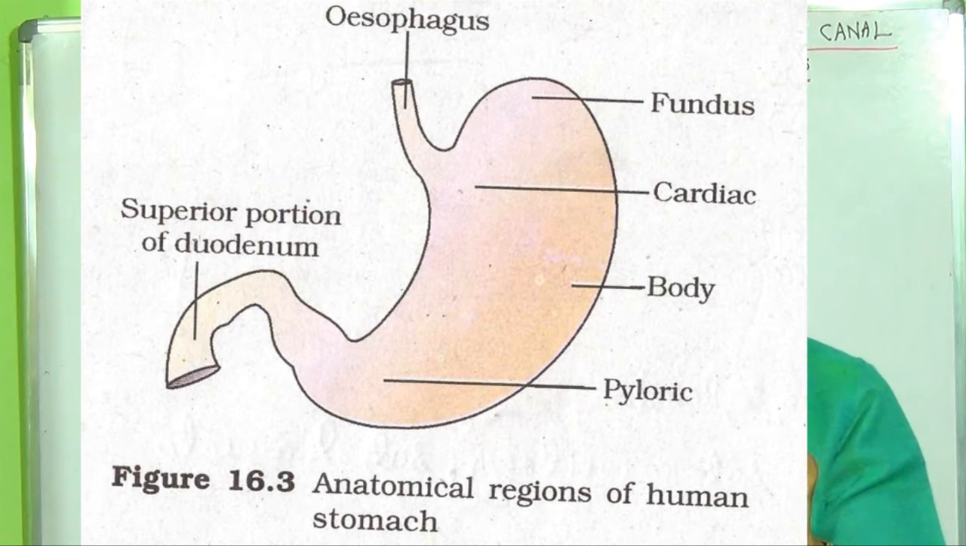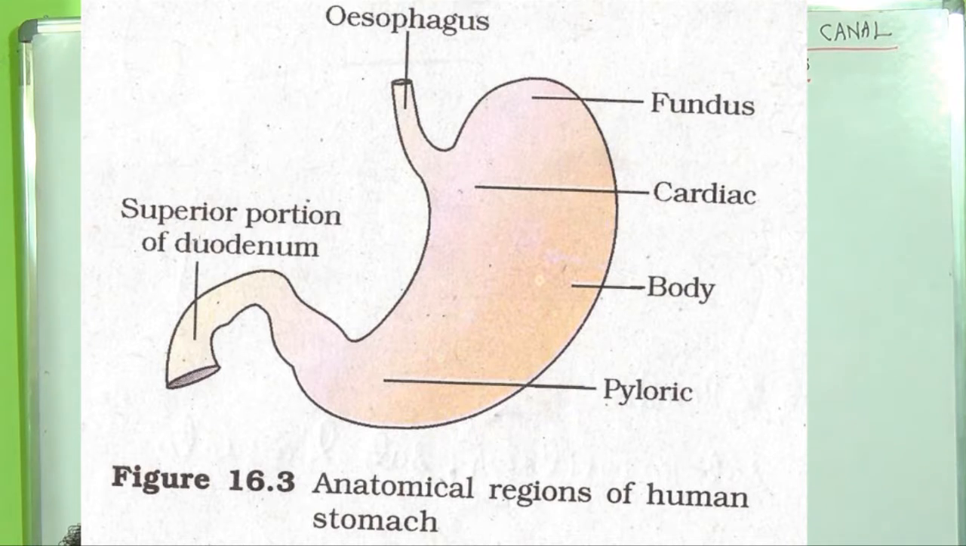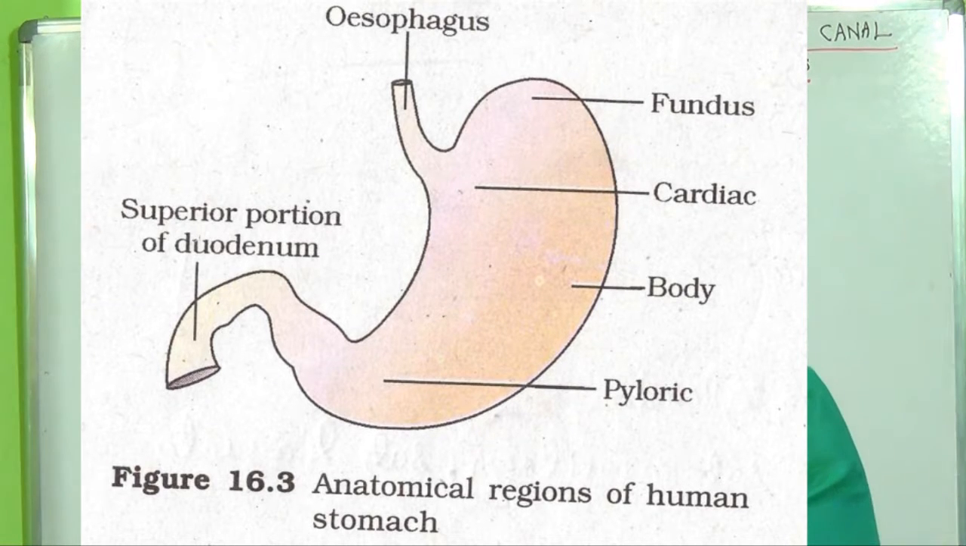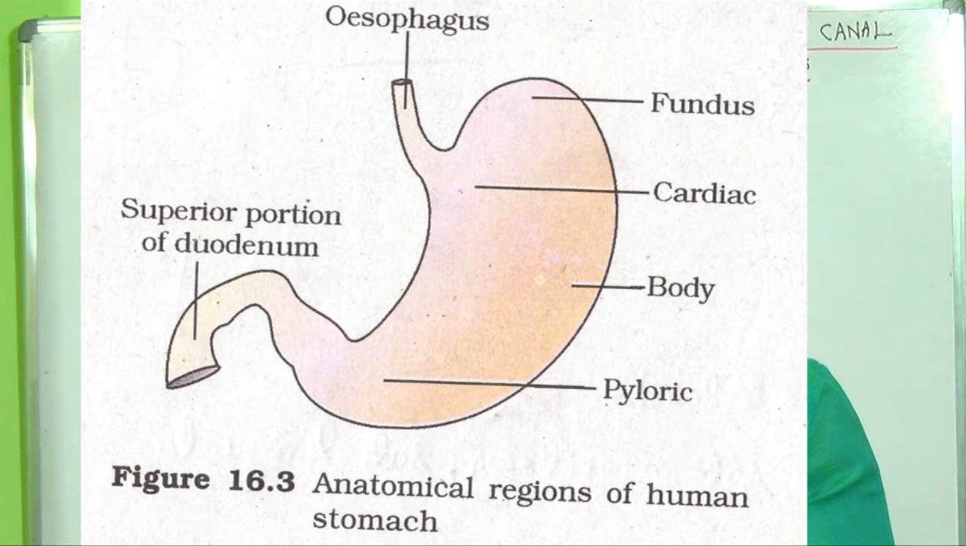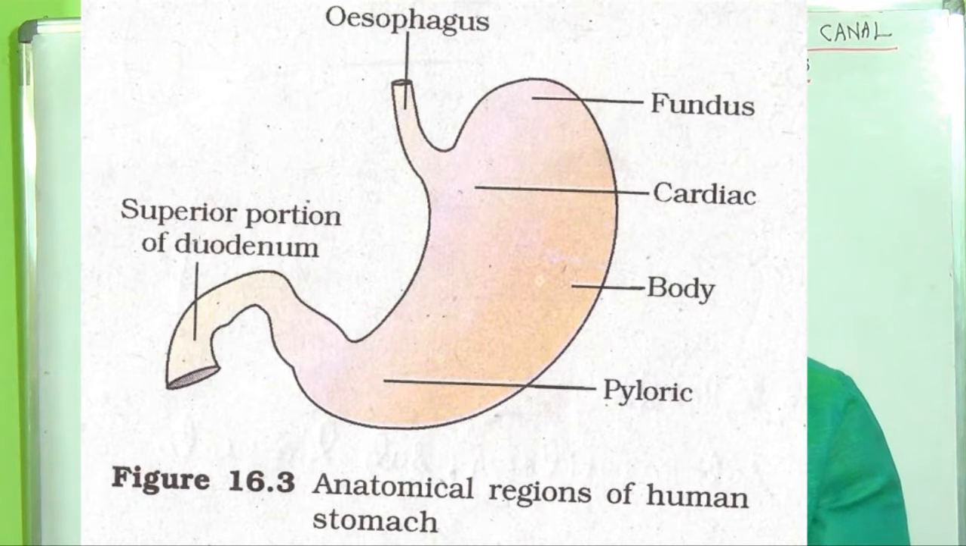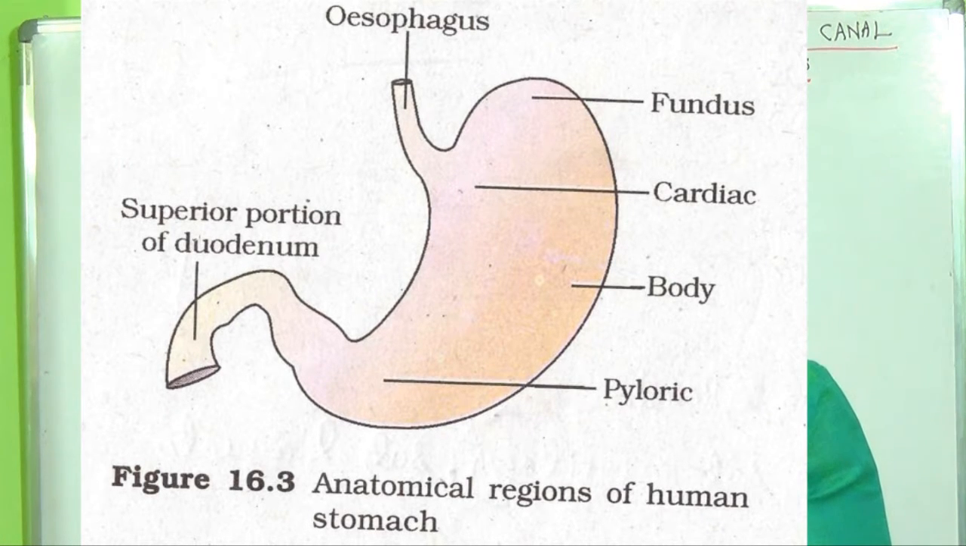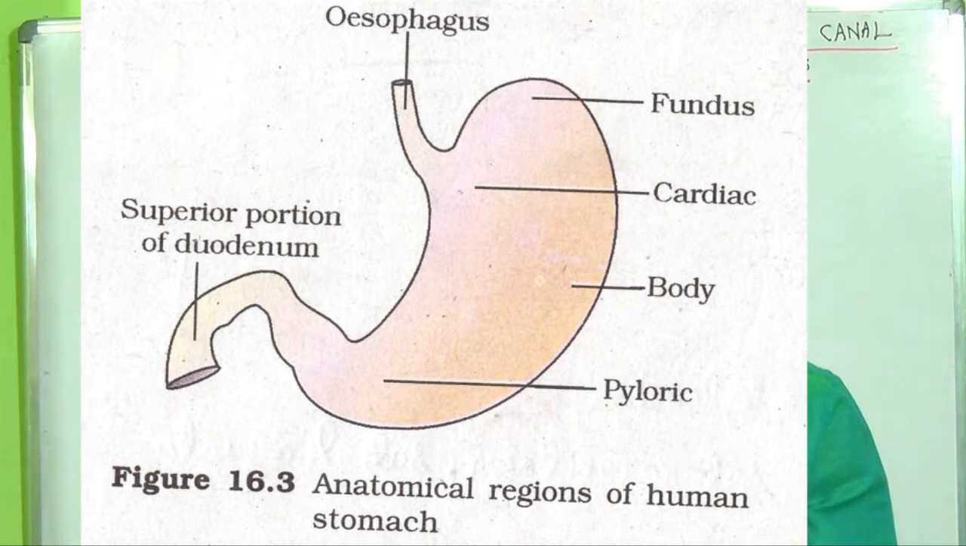In the diagram, you can see the 4 parts of the stomach that we have discussed. They are cardiac, fundic, body and pyloric. These 4 parts have been mentioned in the left side of the diagram. You can also see the esophagus and the superior portion of duodenum in the diagram.